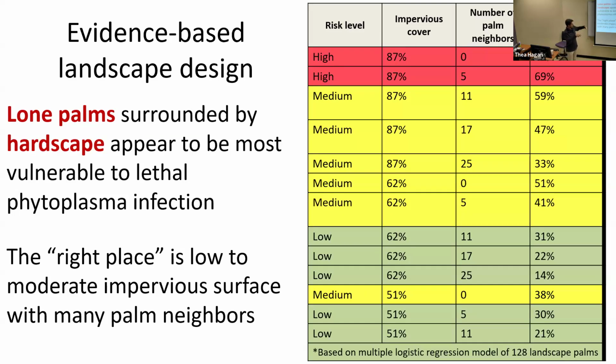We've used these models to create some simplified tables that predict risk based on how much pavement is around that planting site and how many palms are around that planting. So if you have 87% pavement and 0 neighbors, 76% likelihood of infection. But as you increase your neighbors, your infection risk goes down, and as you decrease pavement, infection risk goes down. So hopefully we can use something like this to inform preventive management inputs and palm planting site selection.